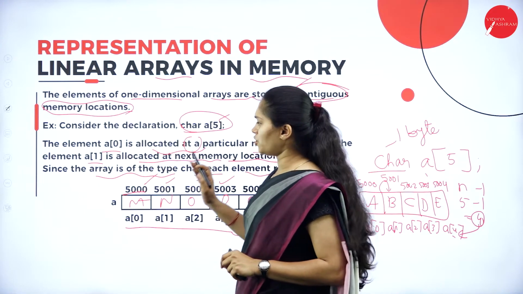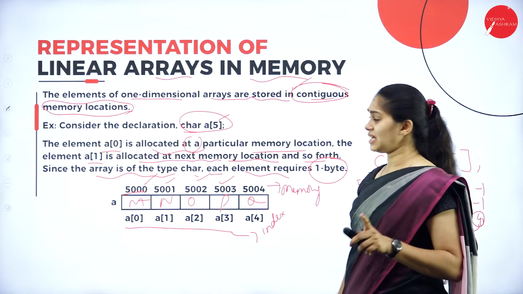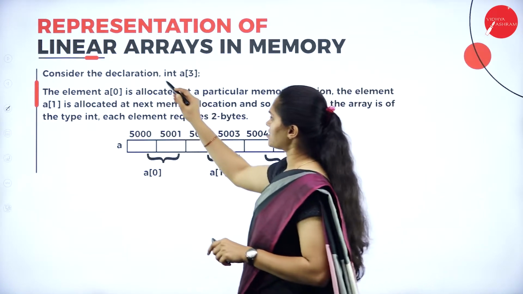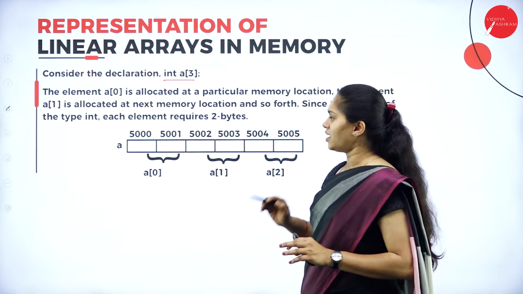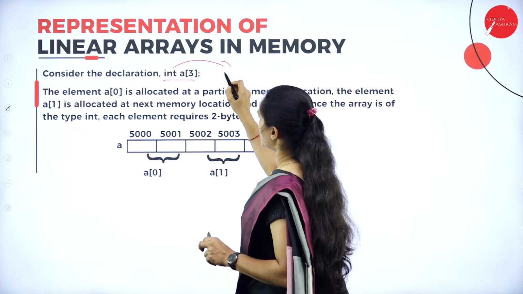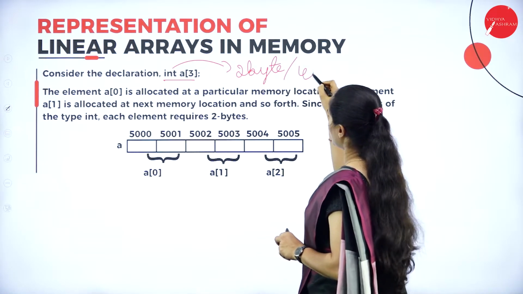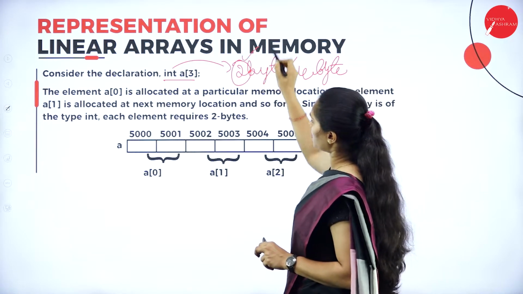This is how we are going to represent a linear array in computer memory. We'll see the same thing with respect to integer numbers. So here you consider int A of 3. What does it represent? Already we know that an integer will be of 2 bytes or 4 bytes, based on the type of processor that we are using, right? Usually it will be of 2 bytes.